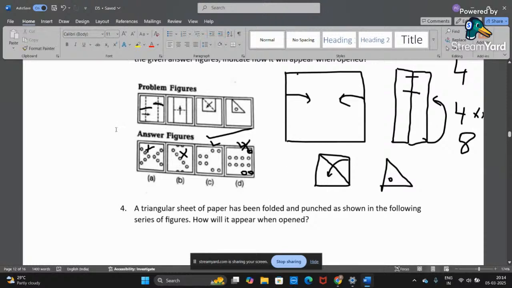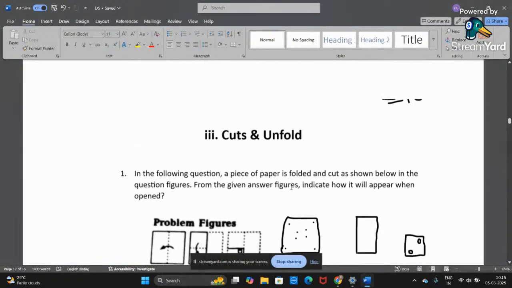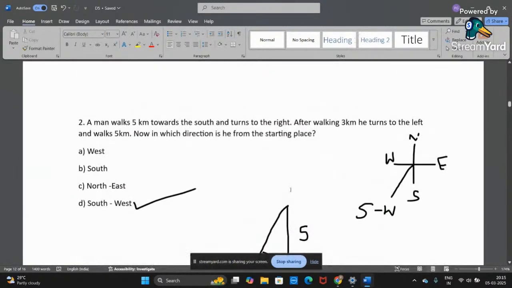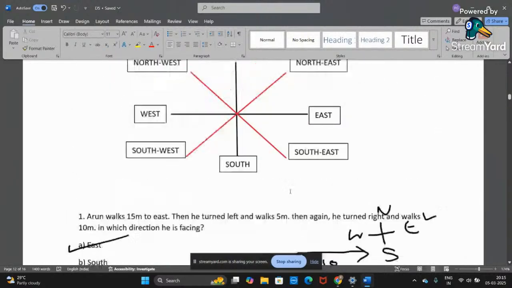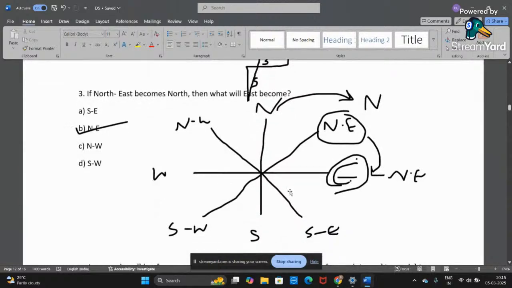In the same way, first what you have to do? You have to count the folds and multiply by the number of holes. I have done the same for all the problems. Try it out. Any doubt in directions? We'll solve a few more problems on directions.